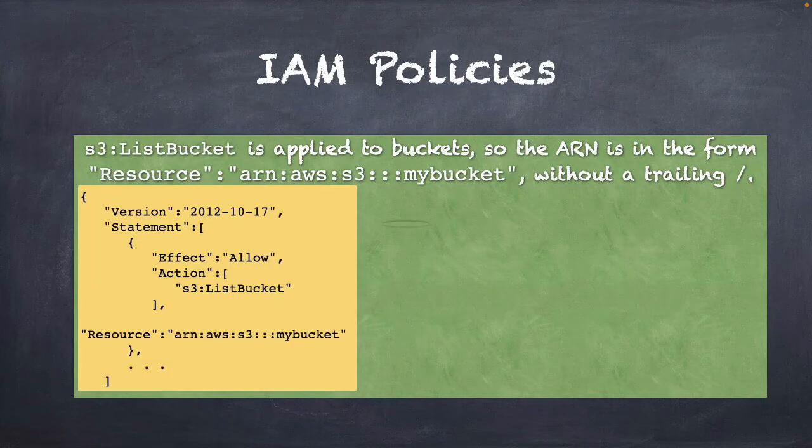Back to the example where we see the statement. In this statement, Effect: Allow, Action: s3:ListBucket. So s3:ListBucket is applied to the bucket level, not to its content. So the ARN is in this form: Resource: arn:aws:s3:::myBucket, without a trailing forward slash.